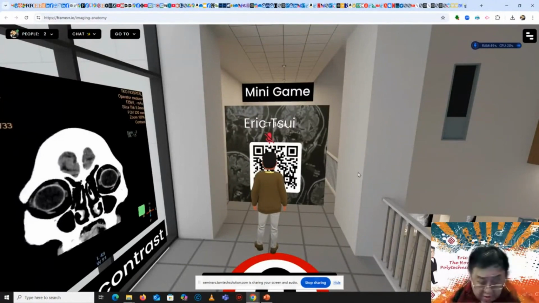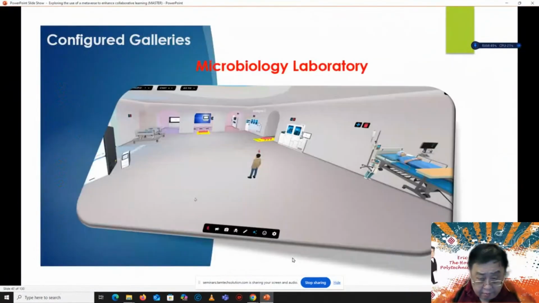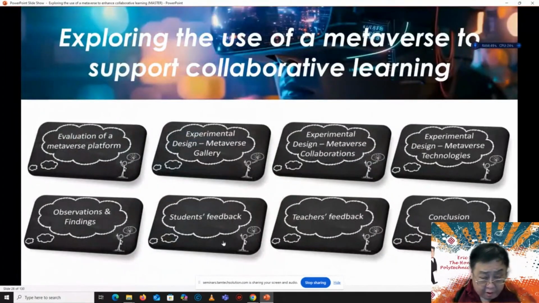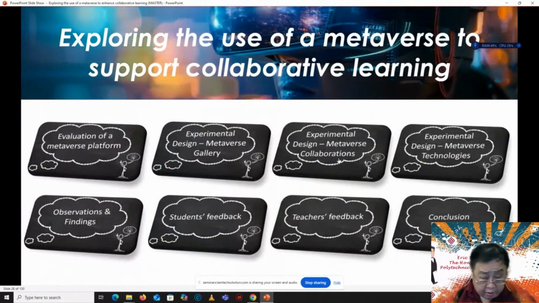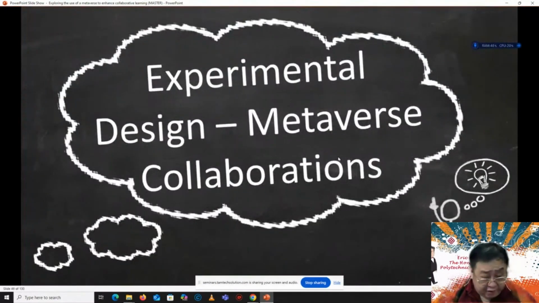Okay, so let's go back to the PowerPoint. I could use another one, but in the light of time, I'll go to another category. The second category of metaverse environment that we have set, we call it metaverse collaborations.